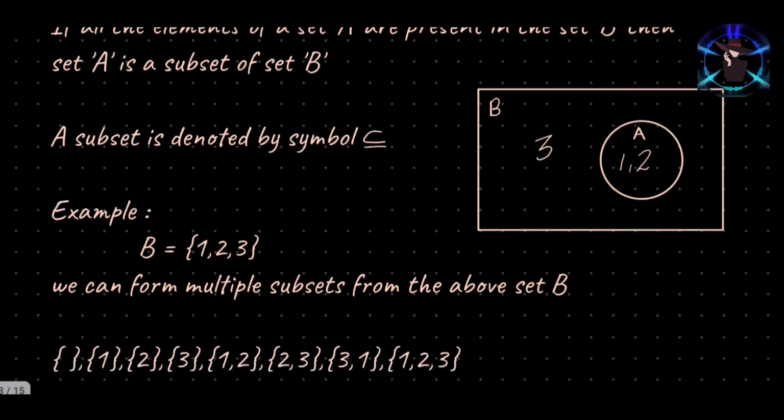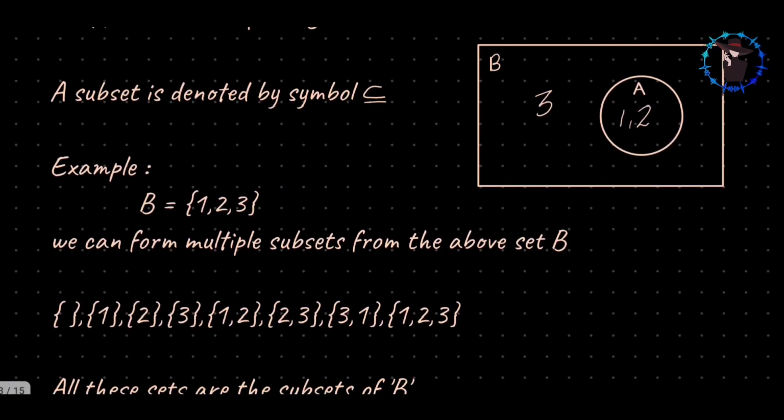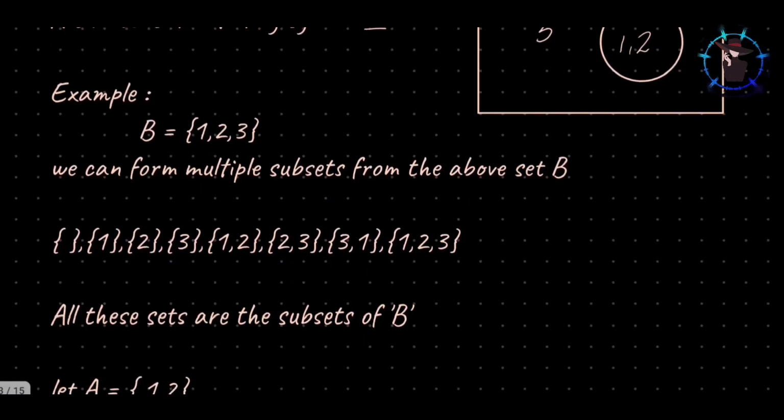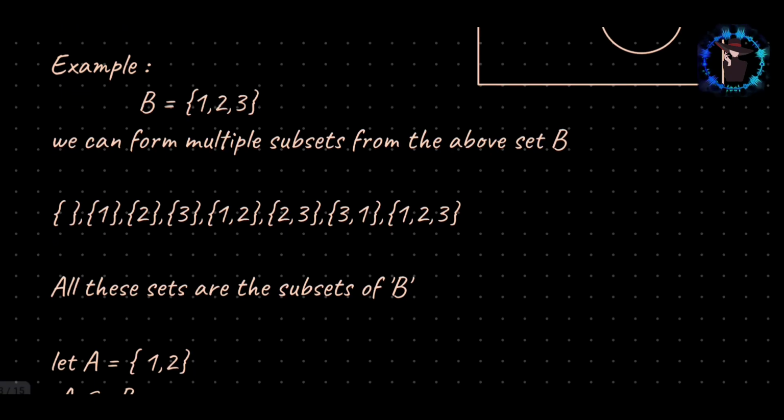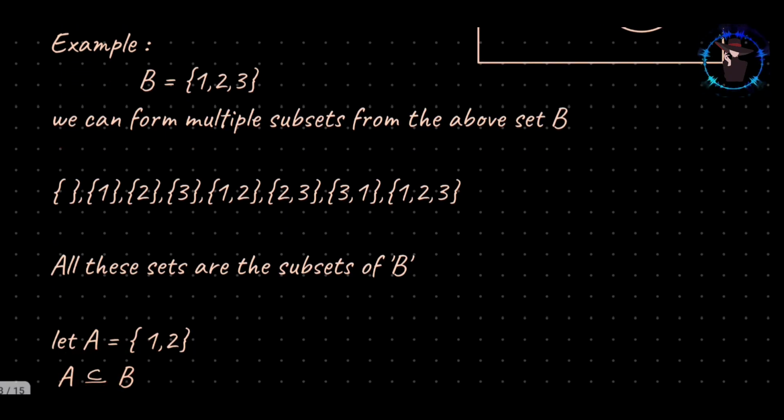Let's see it with a written example. Let's take B as 1, 2, 3. Now, how many subsets can we make? We can make an empty set, right? We can make single-element sets with 1, with 2, with 3. We can make 1 and 2, 2 and 3, 3 and 1. We can also make 1, 2 and 3. All these are subsets of B. Consider any one of these as A, then A is a subset of B. Let's take 1 and 2 as A, then A is a subset of B.